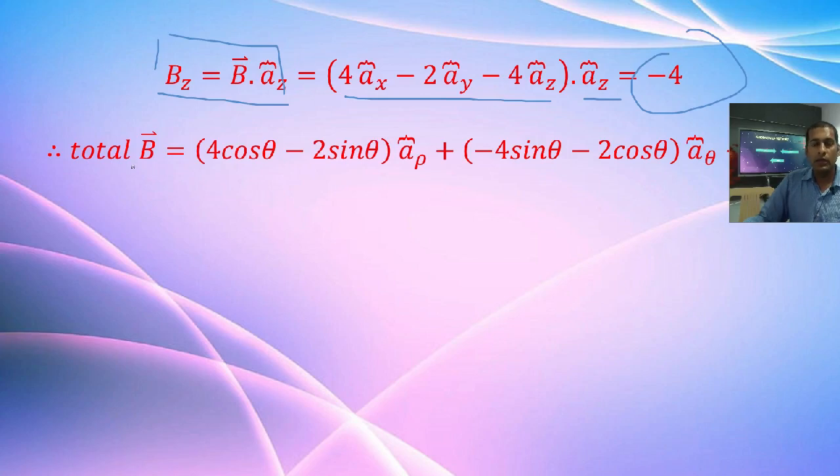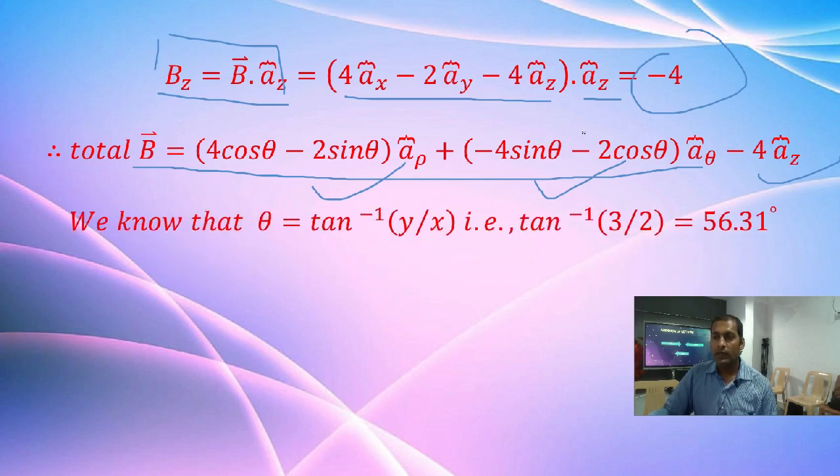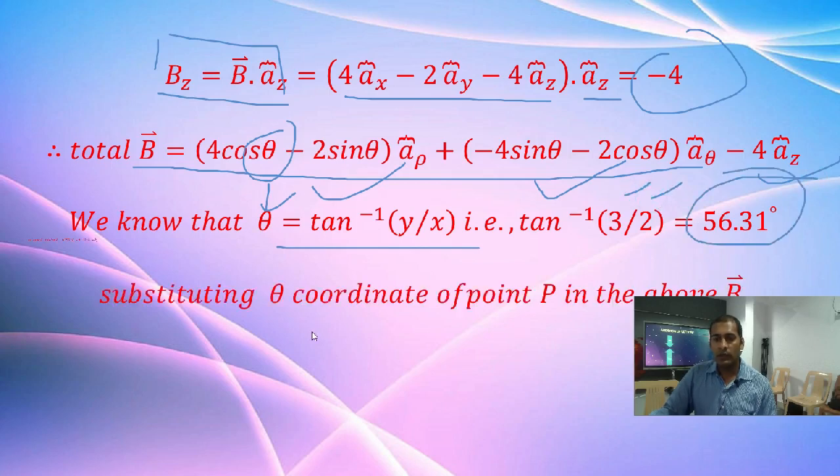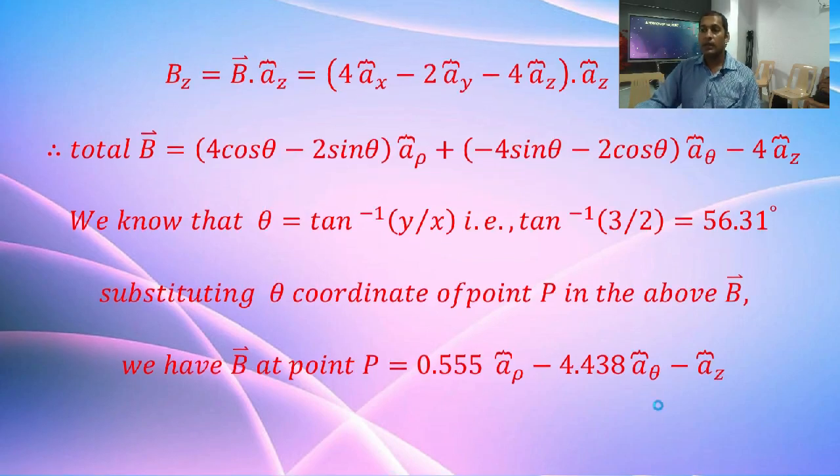So altogether we write total B bar as the addition of the AR component, A theta component and AZ component. Again we have to keep the value of theta. How to calculate theta? Theta is equal to tan inverse y by x. Y is 3, x is 2, we get 56.31. After keeping these values, we get the answer as 0.55 AR cap minus 4.43 A theta cap minus AZ cap. So this is a simple way of converting the coordinate system.